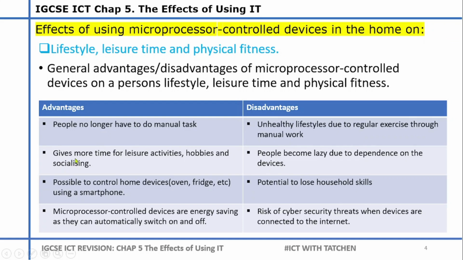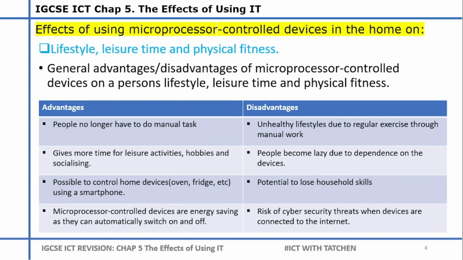Next, it gives more time for leisure activities, hobbies, and socializing. While the machines are doing the automated tasks, you can use that time maybe to link up with friends, or to engage in other leisure activities. That is a major advantage. Another advantage is that it's also possible to control home devices. You have smart fridges and ovens which can be linked to a smartphone, and you can control them easily. So these are very good advantages.